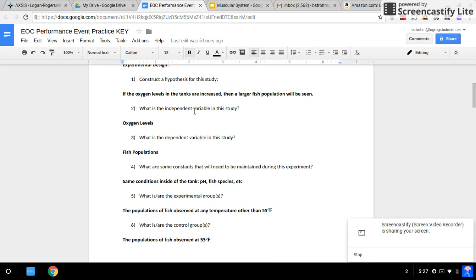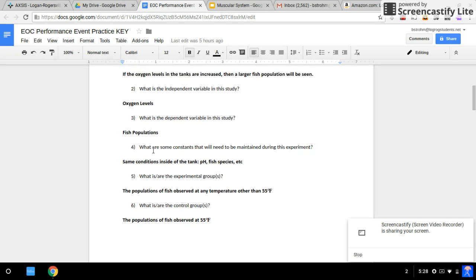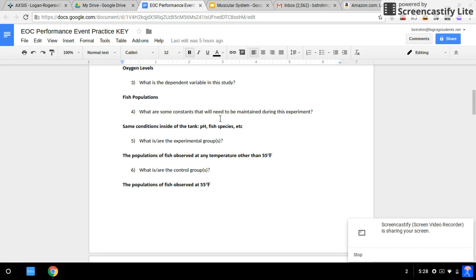As we already said, the independent variable in this case has to be the oxygen level, which makes the dependent variable the fish populations. Some constants need to be maintained. Constants are conditions that have to be set and controlled throughout the experiment to ensure that you are not altering the results. You can only test one independent variable at a time, and any time that you change any conditions from one experimental group to the next, or even the control group, you've now introduced a new dependent or independent variable, and we don't want to do that.